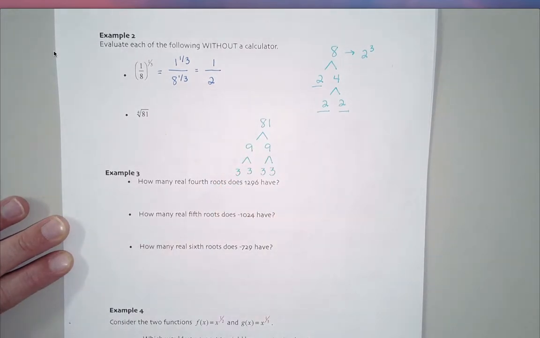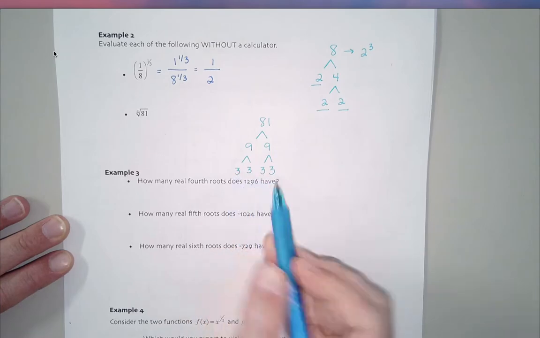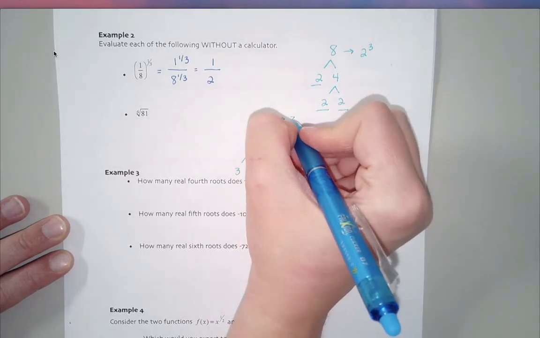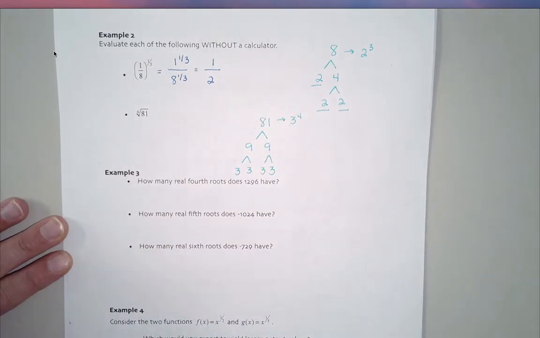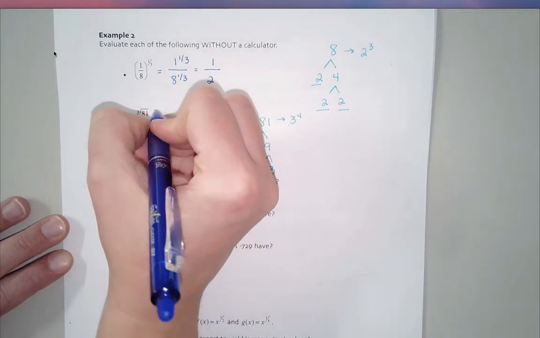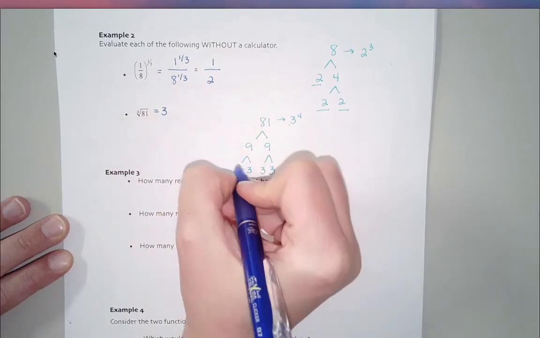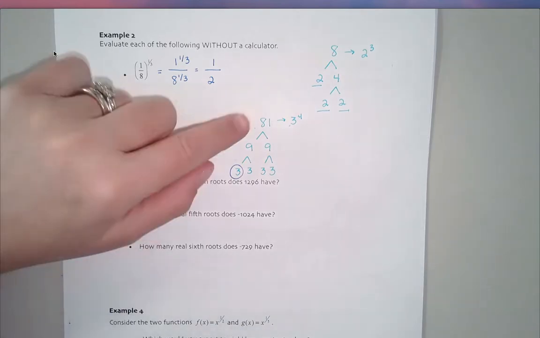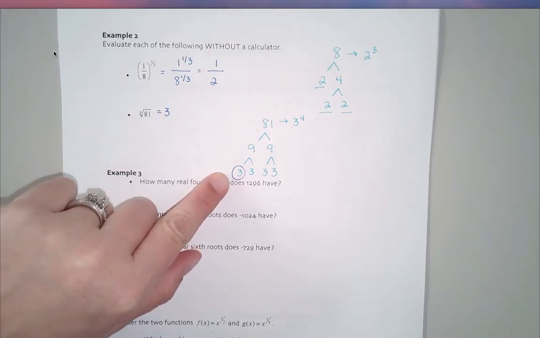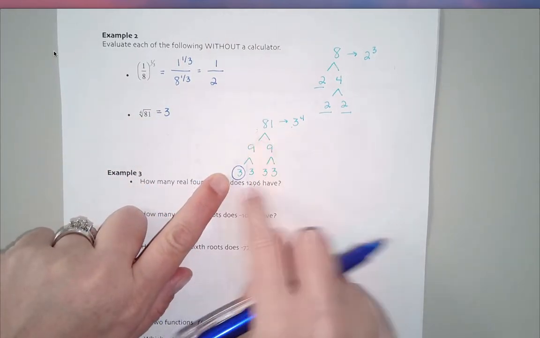So what I'm seeing there is 3 to the 4th power. So if 3 to the 4th power is 81, then the 4th root of 81 is 3. It's one of these pieces, one of the 4 pieces. That's the process I would expect you to go through without a calculator. Obviously, if you knew off the top of your head that 3 to the 4th power was equal to 81, you wouldn't have to write all of this out.